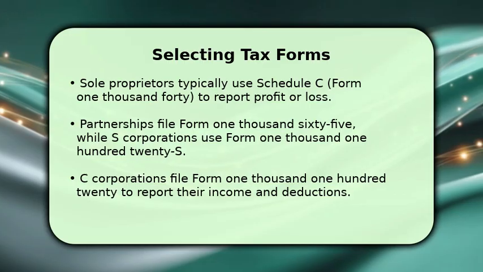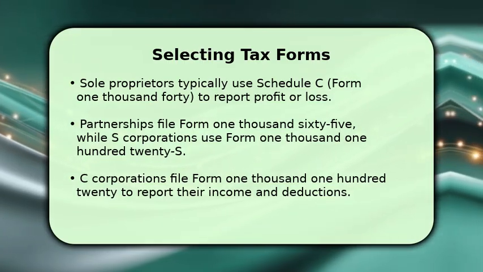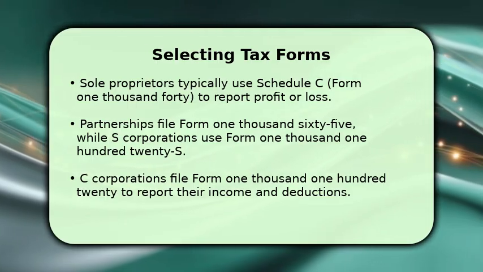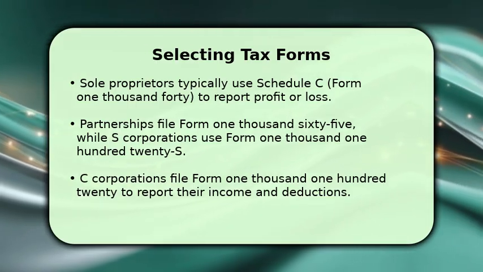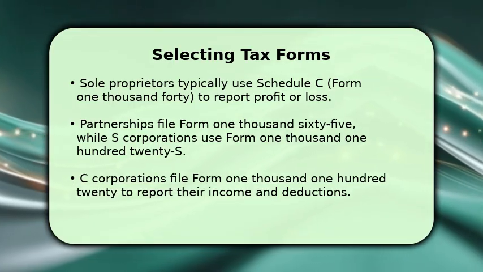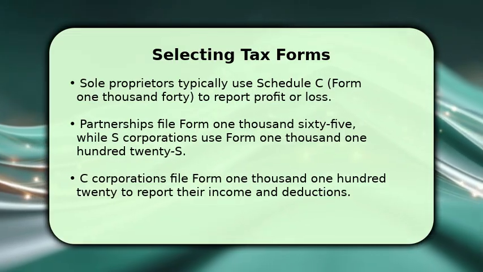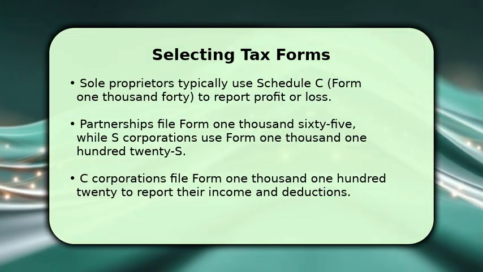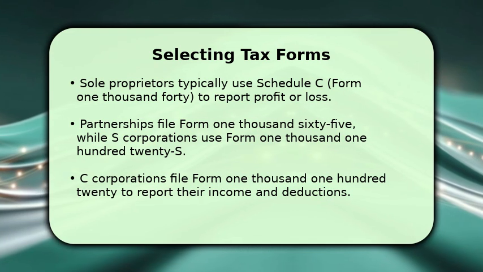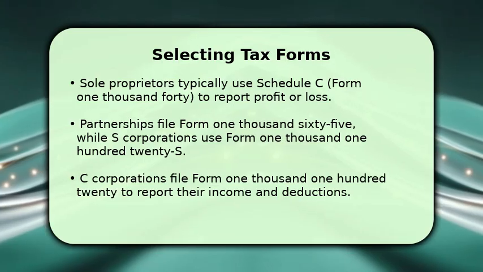Choosing the correct tax forms depends entirely on your business structure. If you're a sole proprietor, you'll generally use Schedule C, which is part of Form 1040, to report your business's profit or loss. Partnerships, on the other hand, file Form 1065. For S corporations, the appropriate form is 1120S, and C corporations use Form 1120. Knowing your structure guides you to the right paperwork.